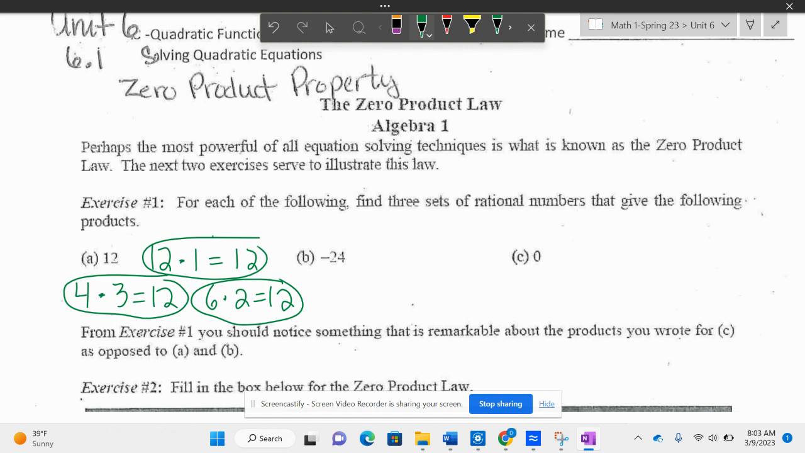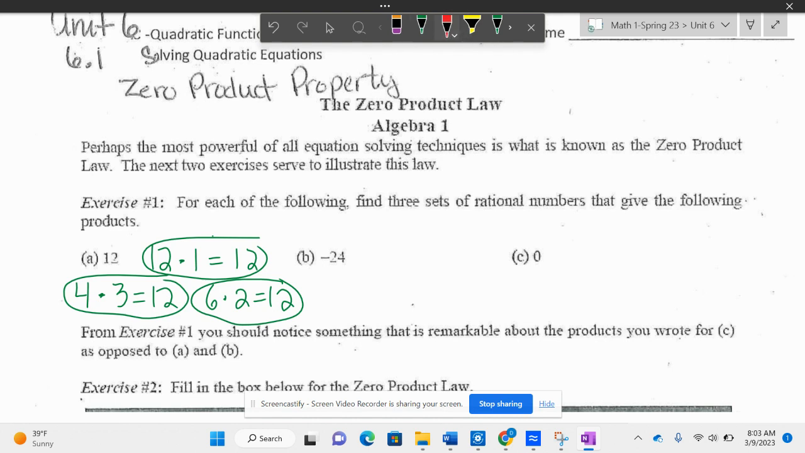Okay, so I can do 12 times 1 here, and 4 times 3. So I have 3 different ways, and there's much more. I could do -4 times -3, -12 times -1, -2 times -6. I could do 1.5 times 8, since half of 3 is 1.5. I could do decimals, fractions. There are multiple ways to do that.